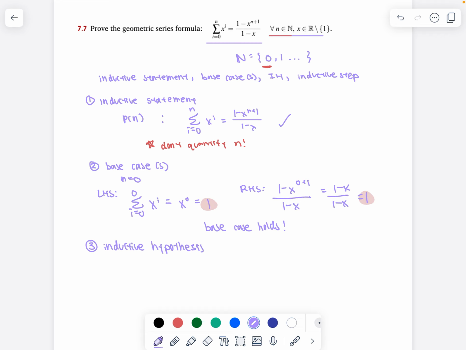So we can see here that we only have one base case, and based on this geometric series formula, it makes most sense for us to do weak induction in this case.